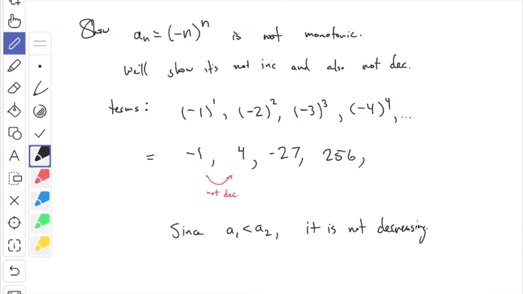And to demonstrate that it's also not increasing, I can just look at the next two, from 4 to negative 27. The value went way down. That means that the sequence overall is not increasing. So I'm going to say since A2 is greater than A3, it is not increasing. All right, and that means it's not increasing or decreasing, so it's not monotonic. That's my goal from the beginning.